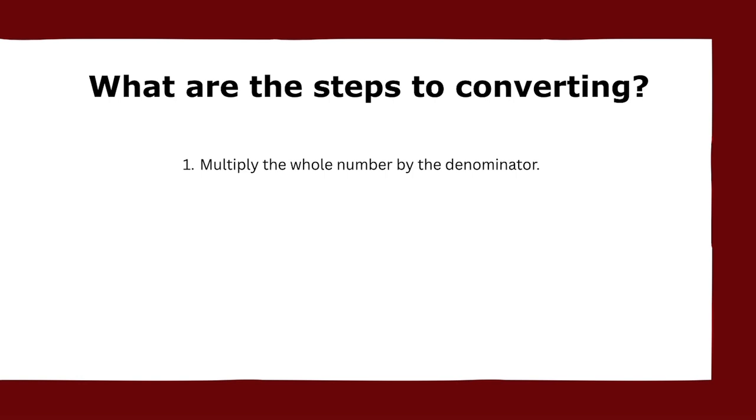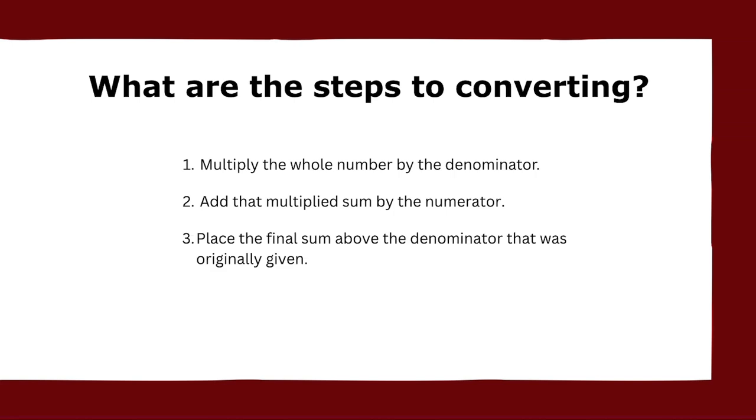Now, the second step would be to add that multiplied sum to the numerator. So once I get that sum from my whole number times the denominator, I'm simply going to add it to the numerator. And once I have that, I'm going to place that sum on top of the denominator I was originally given. Now let's put these steps into practice.